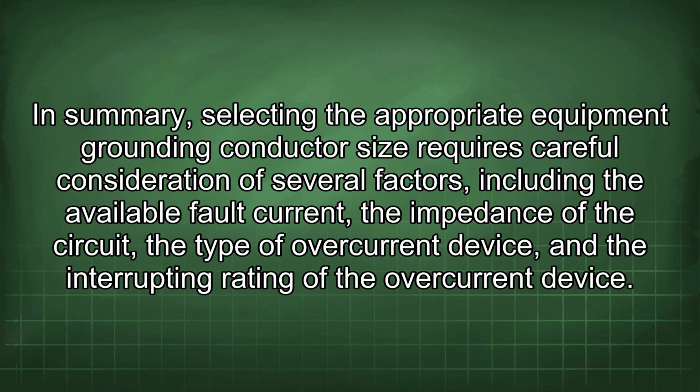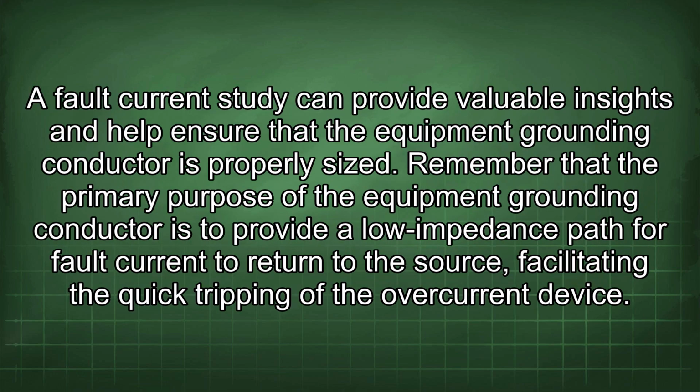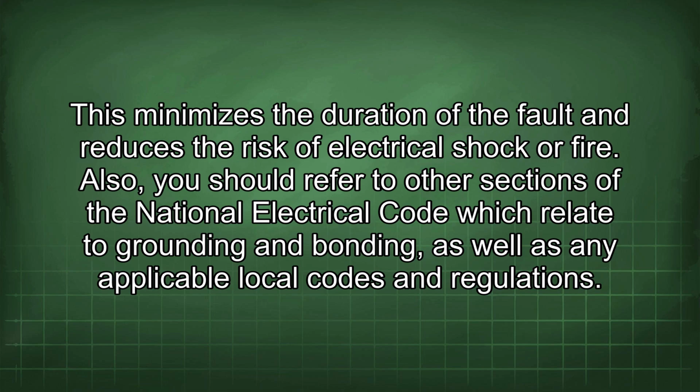In summary, selecting the appropriate equipment grounding conductor size requires careful consideration of several factors, including the available fault current, the impedance of the circuit, the type of overcurrent device, and the interrupting rating of the overcurrent device. A fault current study can provide valuable insights and help ensure that the equipment grounding conductor is properly sized. Remember that the primary purpose of the equipment grounding conductor is to provide a low impedance path for fault current to return to the source, facilitating the quick tripping of the overcurrent device. This minimizes the duration of the fault and reduces the risk of electrical shock or fire.